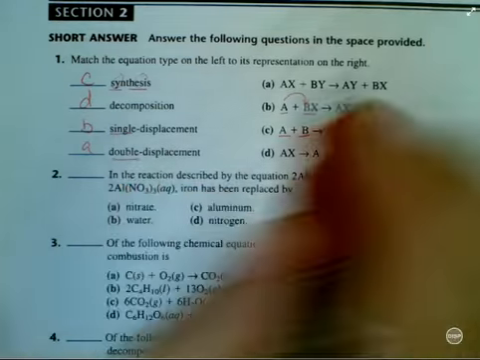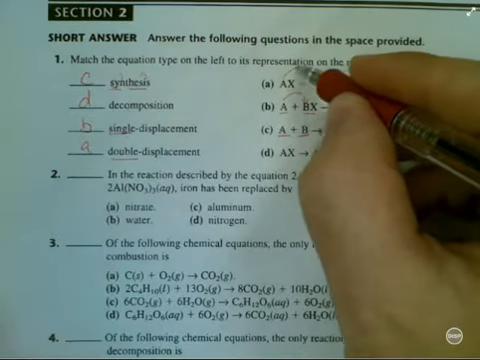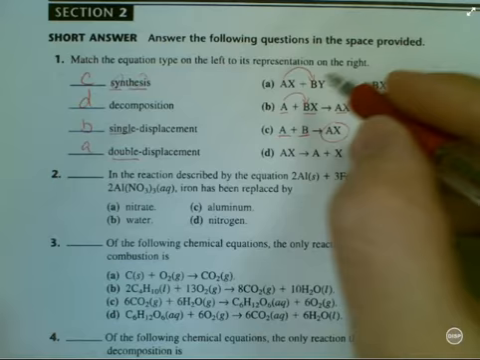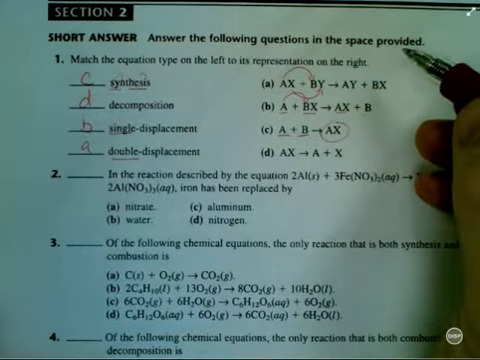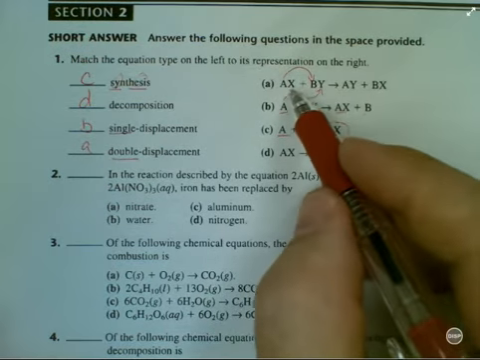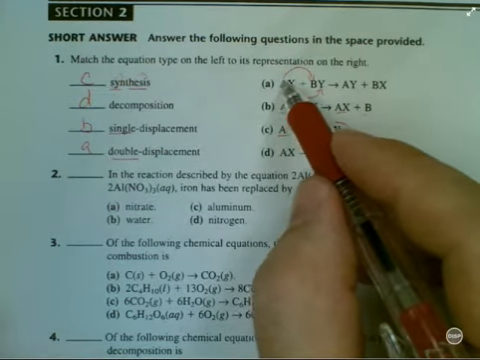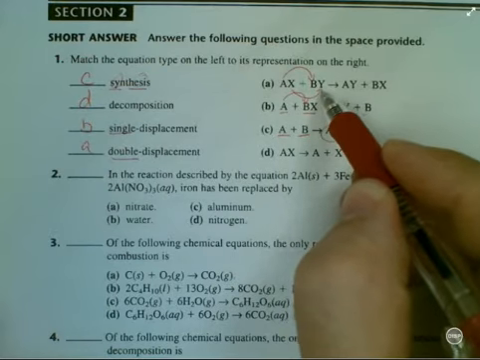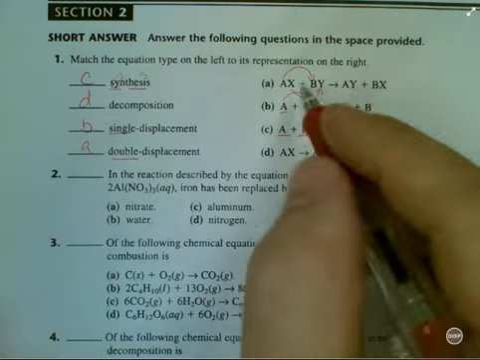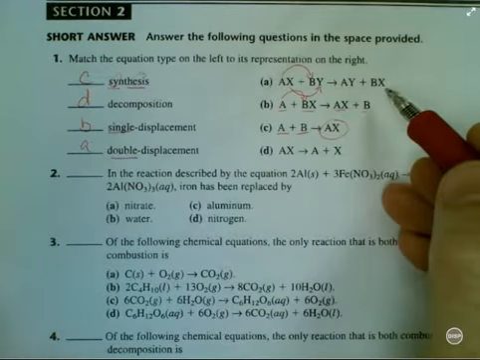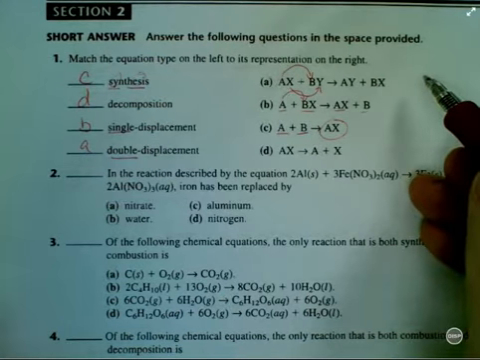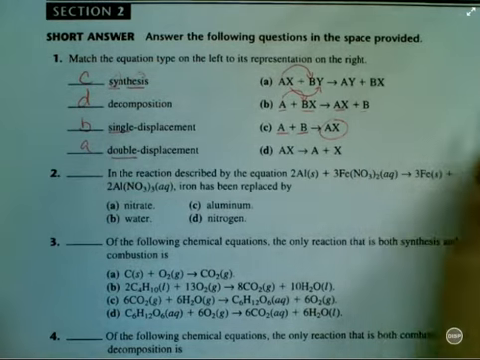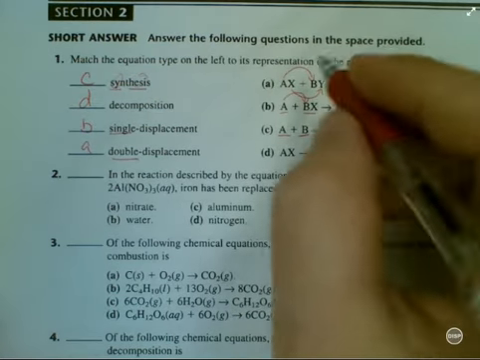But double displacement, what's happening here is not only is A displacing B, but at the exact same time, X is displacing Y. So not only are we having the cation change places, we're also having the anion trade places. So the fact that there are two different replacements going on is going to indicate that, in fact, we are having a double displacement.